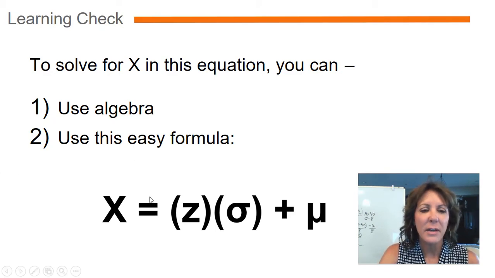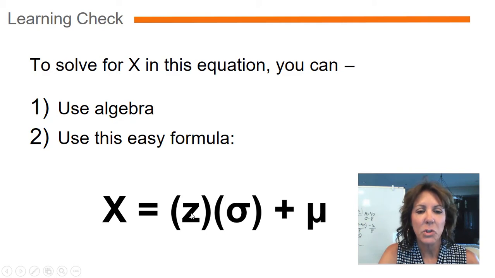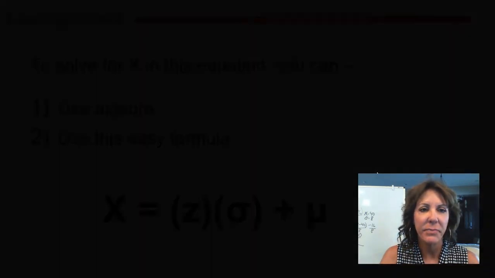If you ever need to know a score, all you need to do is multiply the z-score by the standard deviation and then add the mean. And this will make sense as we do some of the examples. So in these next few examples, I'm going to use algebra first, and then I'm going to use this easy formula. So let's go back and see what we're going to look at.